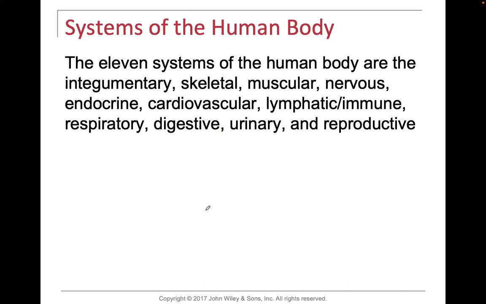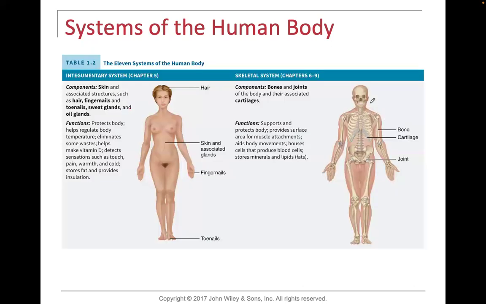Now, there are 11 systems of the human body. The integumentary system, which is the skin, hair, and nails, the skeletal system, the muscular system, the nervous system, endocrine, cardiovascular, lymphatic or immune, respiratory, digestive system, urinary, and reproductive. And what we're going to do is just briefly discuss the 11 systems, to have a little bit of familiarity with these main parts and what they do. So let me stop the video at this point, see if we have any questions.